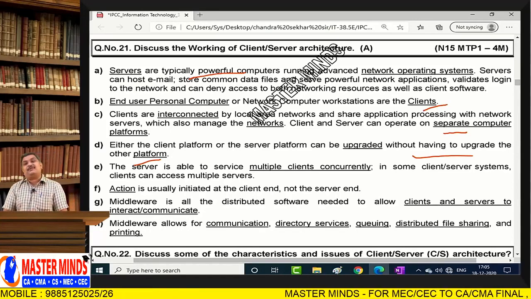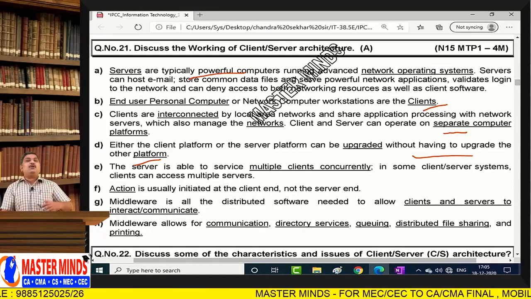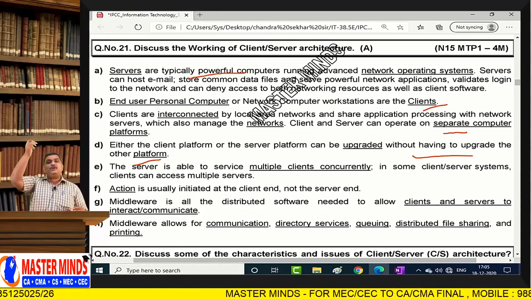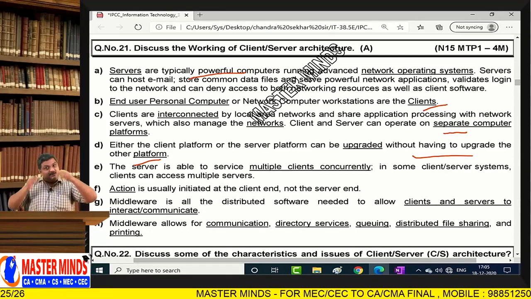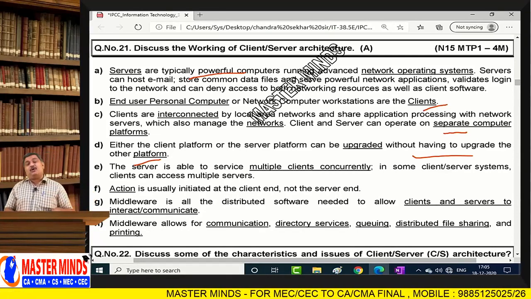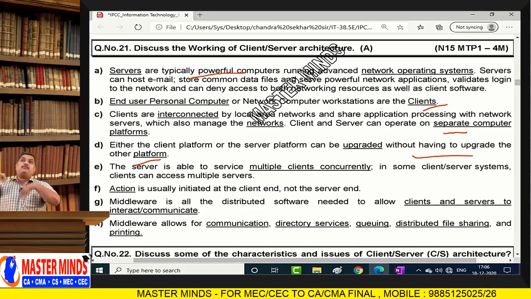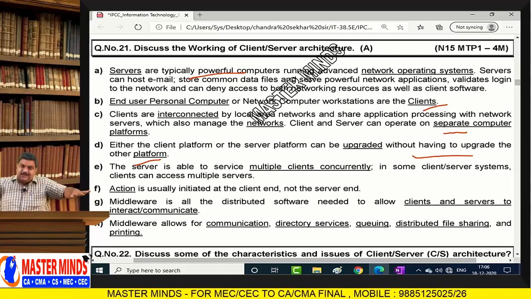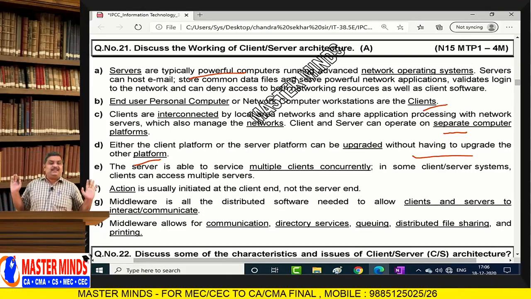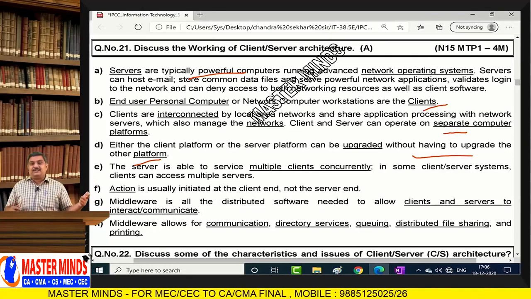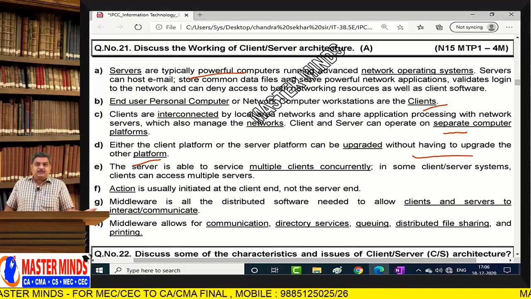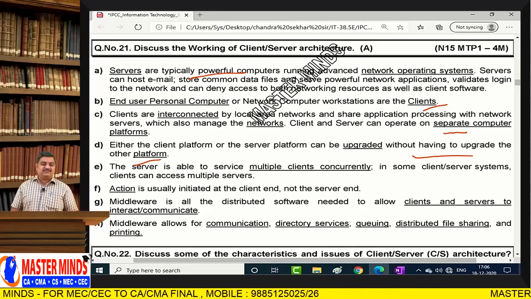So this is the beauty of client server. If you make any modification in the server, that need not be informed to the client, and if you make any modifications in the client, that need not be informed to the server. It is automatically known. Whenever you call the Airtel office, they will tell you the model of the phone you are using, everything. That is automatically known.